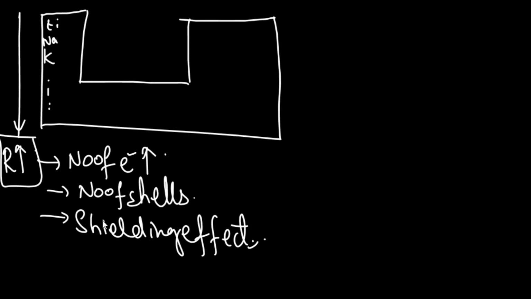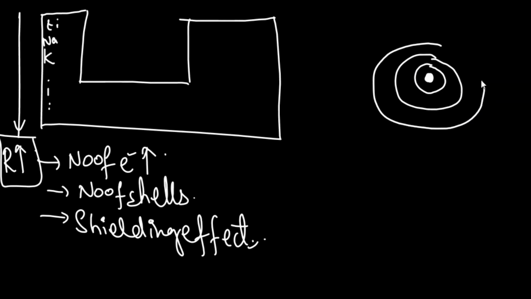Okay, so what is actually the shielding effect? Let me draw a diagram over here in order to explain what it actually means. Let's assume there is a nucleus over here. This white spot represents the nucleus, and these are a few shells around the nucleus, and then there is an outermost shell in which an electron is present.